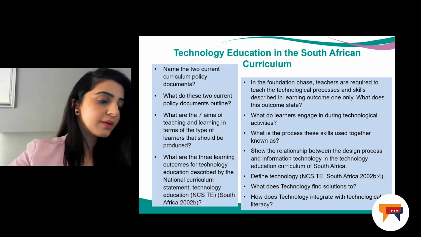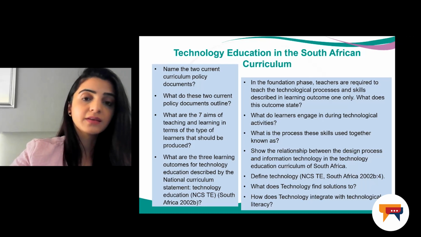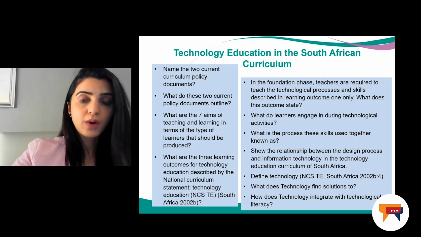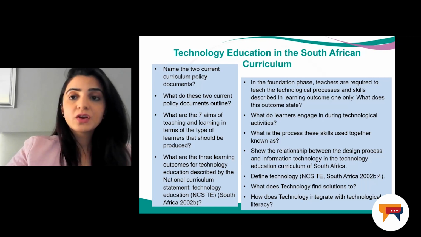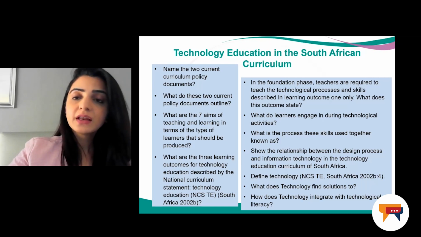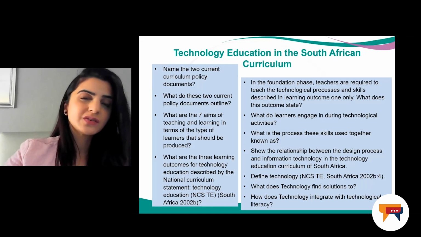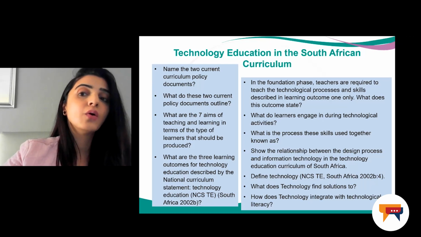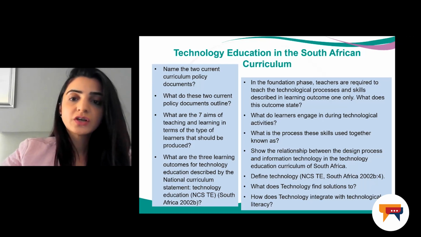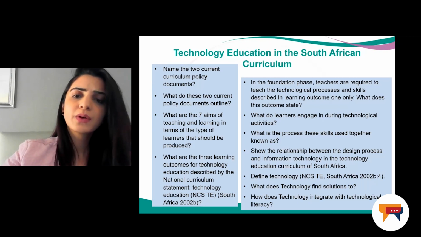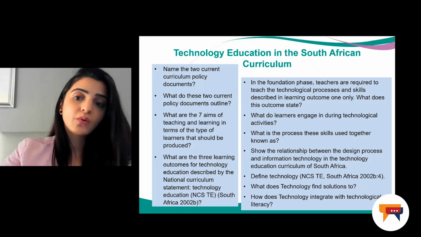In the foundation phase, teachers are required to teach the technological processes and skills only in learning outcome 1. So just remember that the outcome states that learners will be able to apply the technological processes and skills ethically and responsibly using appropriate information and communication technologies. So it's not expected that the foundation phase needs to go to the 3rd outcome. What do learners engage in during technological activities? You need to understand what the process skills used together are. What is it known as?